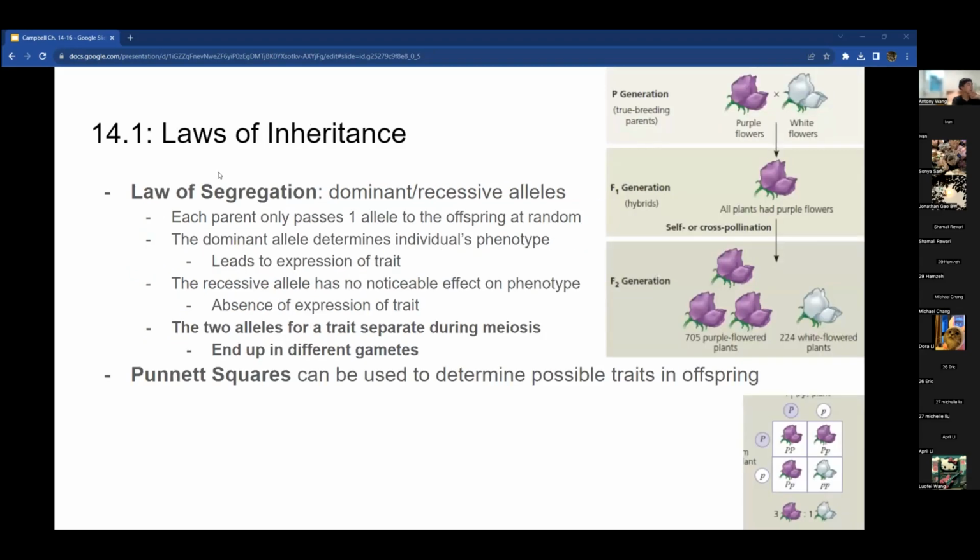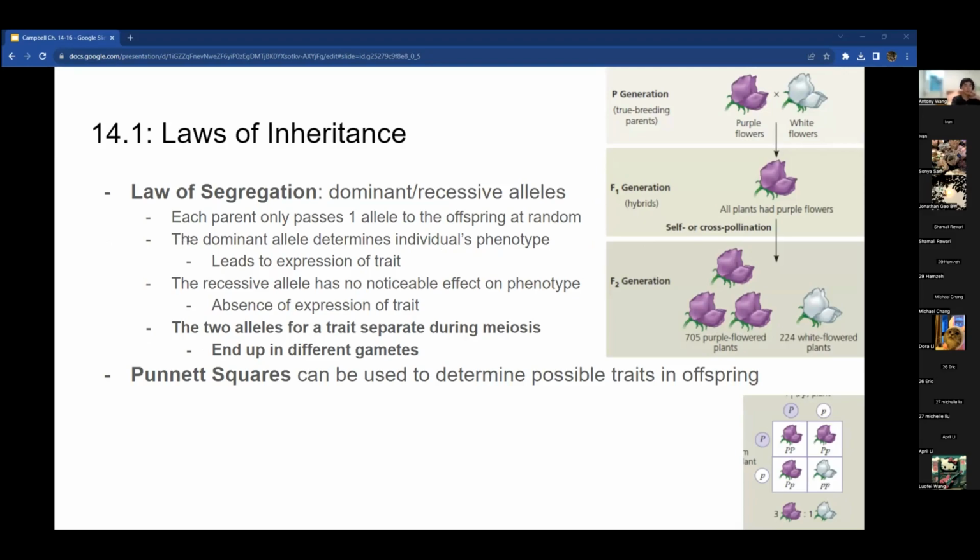Laws of inheritance. This is one of Mendel's laws, the law of segregation. It basically says that each parent has two alleles. So they have two chromosomes, and each chromosome has one allele per gene. But a parent will only pass down one allele to their offspring.